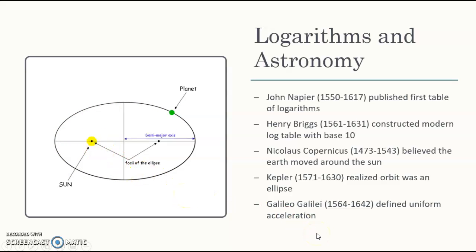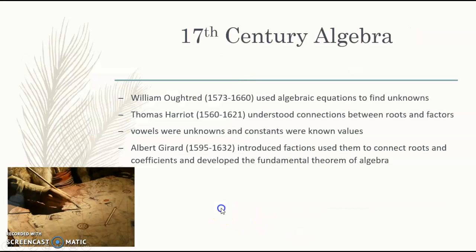We also have Galileo Galilei, who defined uniform acceleration. He also did some work with projectiles, and he was able to determine that 45 degrees was the angle that you should shoot something if you want the maximum range with a projectile.